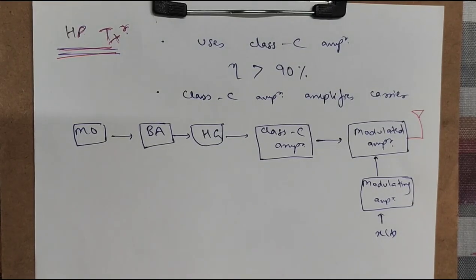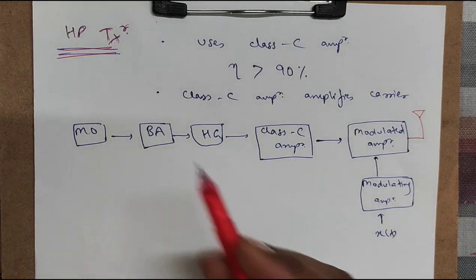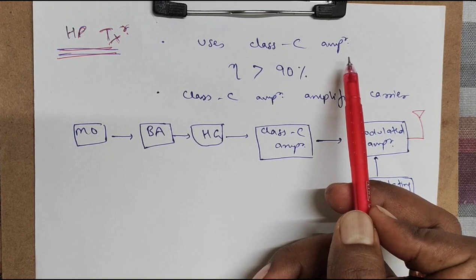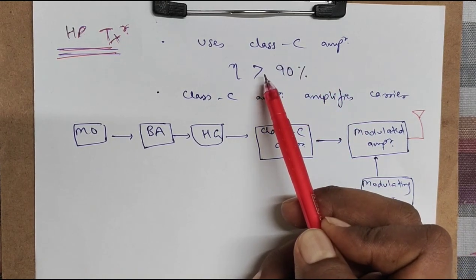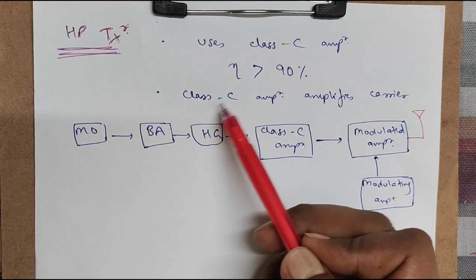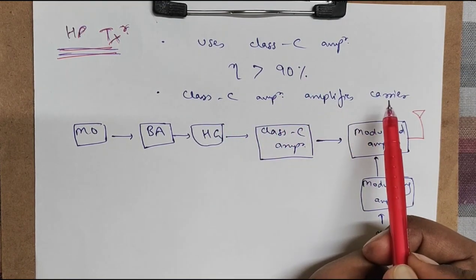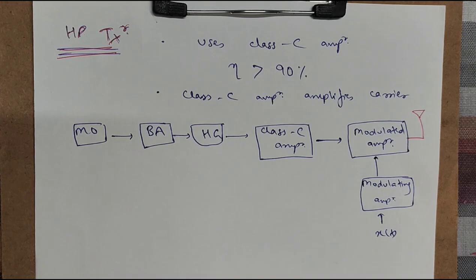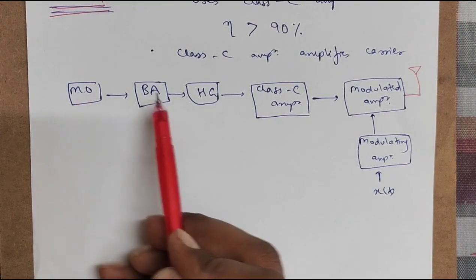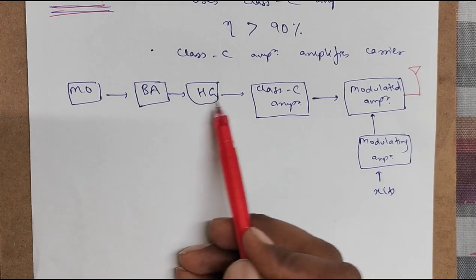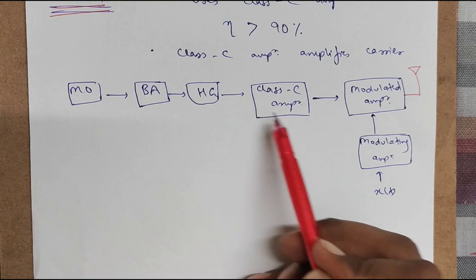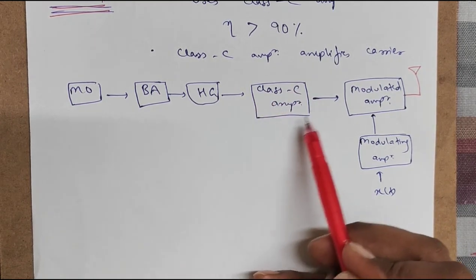After the low power transmitter, let us see the high power transmitter. This uses a Class C amplifier, and this Class C amplifier has an efficiency of more than 90%. This Class C amplifier amplifies the carrier. Here is a block diagram wherein we can see there is a master oscillator, buffer amplifier, harmonic generator, and then there is a Class C amplifier placed here extra, right?